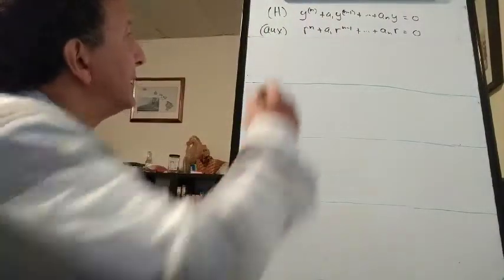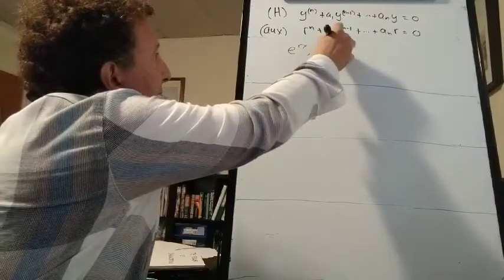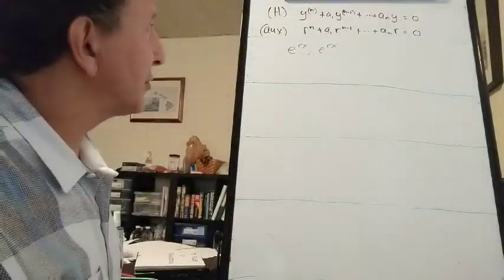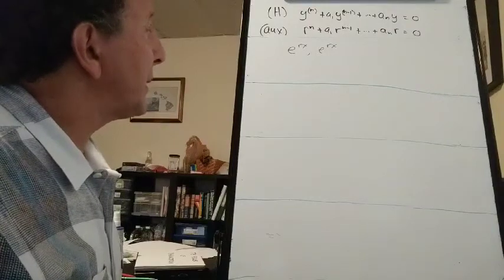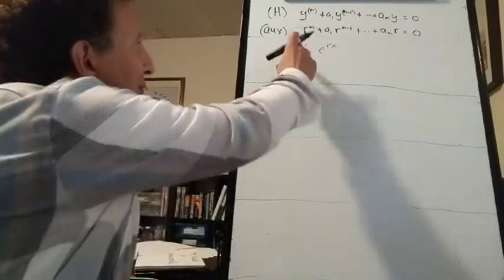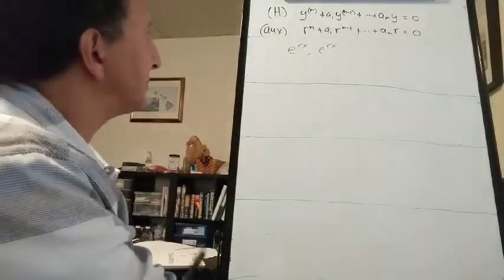And then e to the rx, e to the rx, well, aren't two solutions. It's the same solution twice. We want a basis of n linearly independent functions, so we can't use anything twice. We wouldn't have linear independence then.